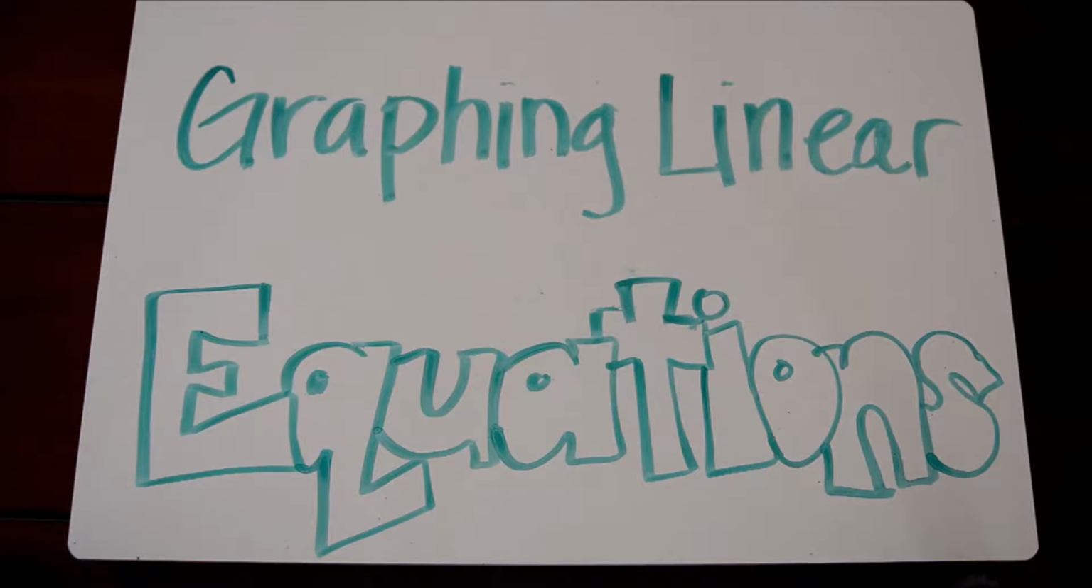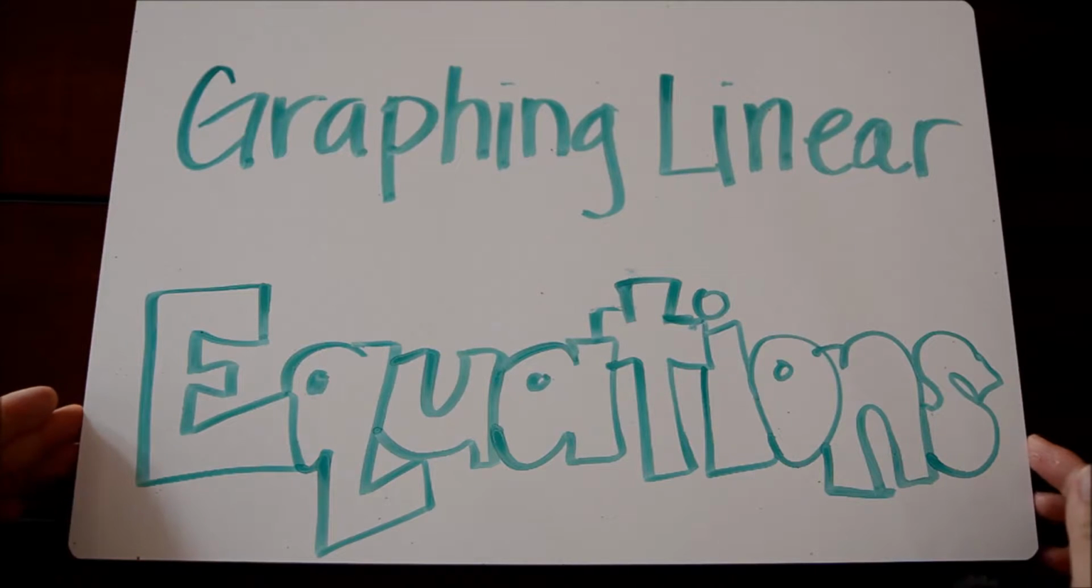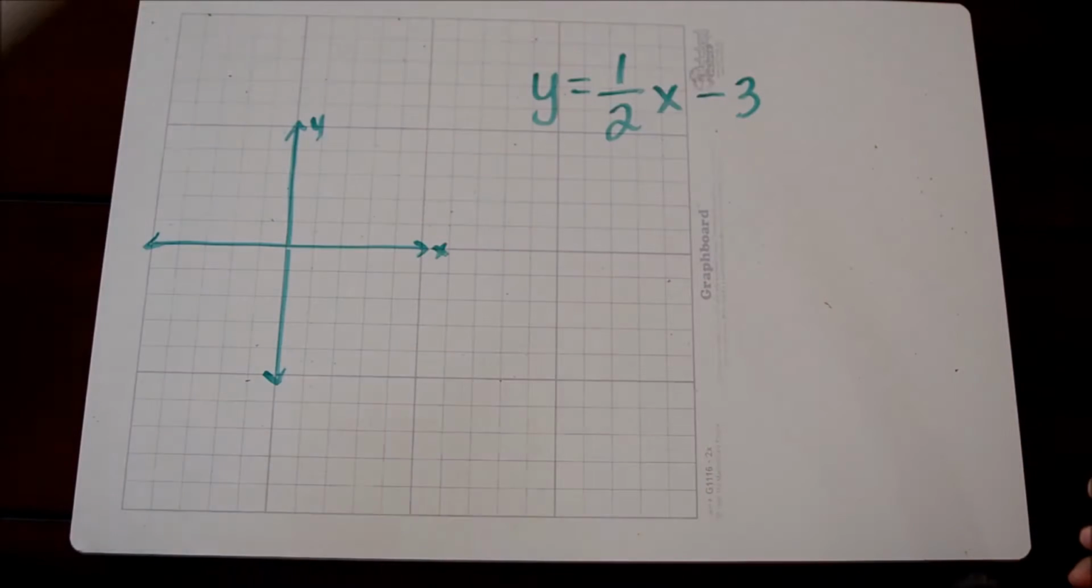Today our lesson is on graphing linear equations. When we're graphing linear equations, we only need two pieces of information. We need the slope of the line and we also need the y-intercept. Let's take a look at our first example.